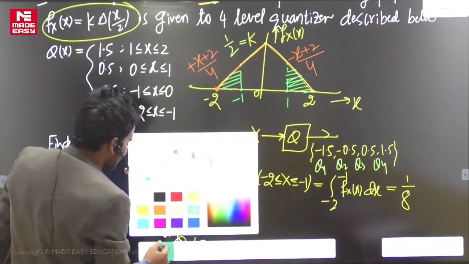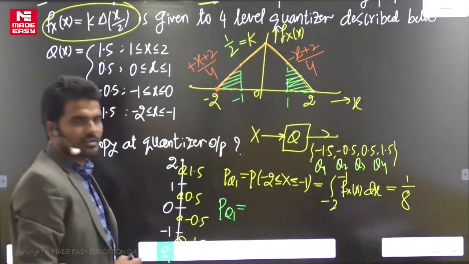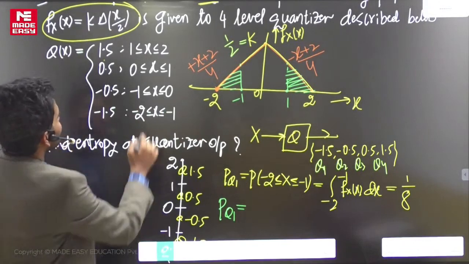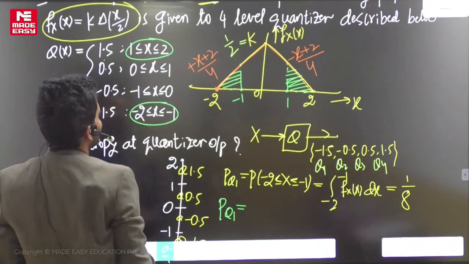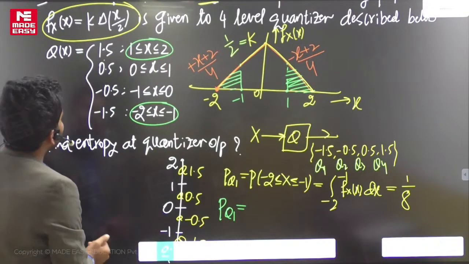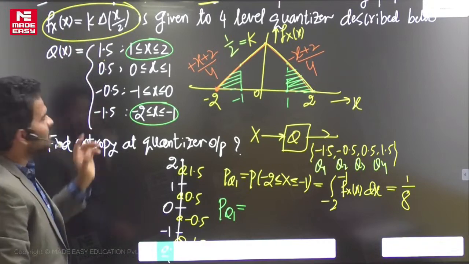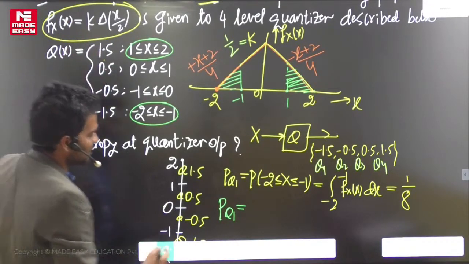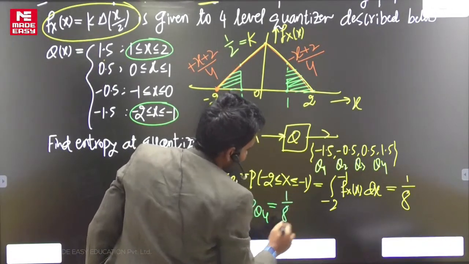Okay, so in this way I can say PQ1 will be equal to the probability of x being between minus 2 and minus 1, which is the same as x being between 1 and 2. So the chances of Q1 and Q4 will be the same. So PQ1 equals PQ4 equals 1 by 8.